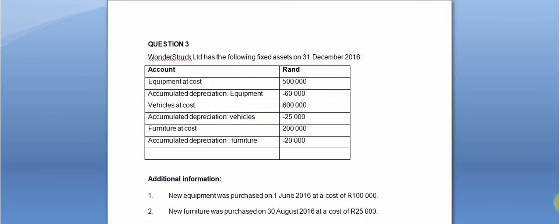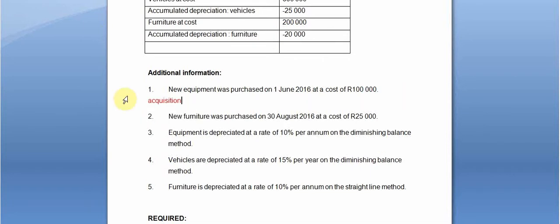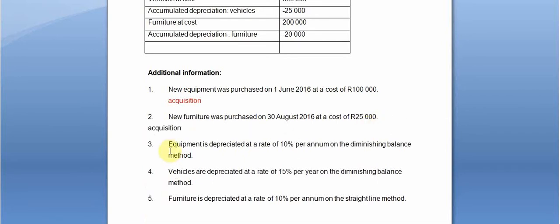In the additional information, you will find 5 bullets where they tell you that new equipment was purchased on 1 June 2016 at a cost of 100,000 rand. This is important information, so I am just going to make a note for myself and say this is definitely an acquisition that I need to look out for and that I need to account for. Then new furniture as well. There we have an acquisition again that I need to account for. So you will see why I've chosen this question. It's because they have different acquisitions here that I think could be useful for you if you understand the principles.